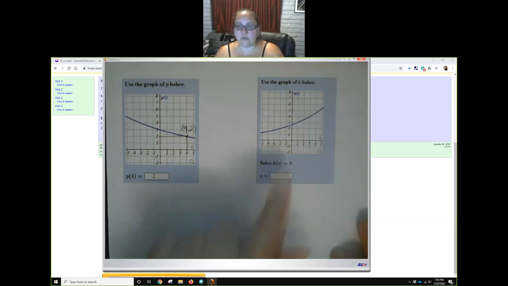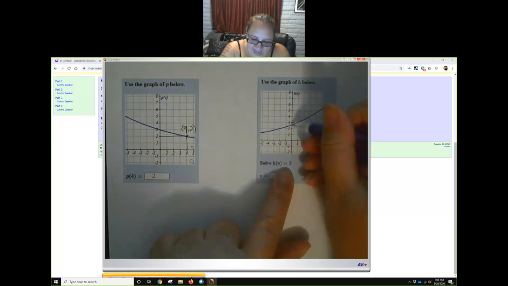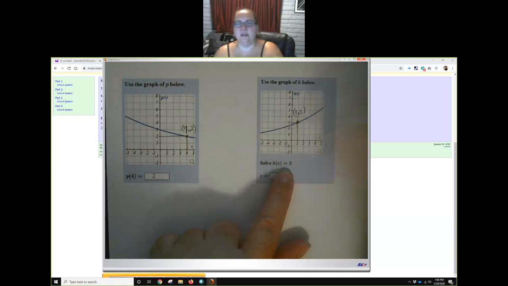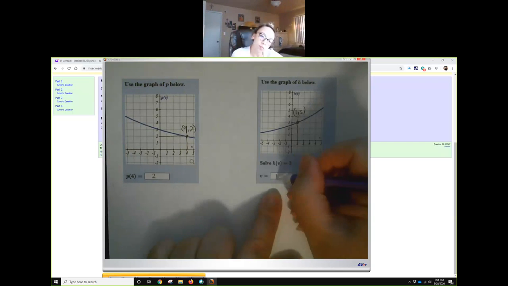And then for this last one, this time they've given me Y. So I'm going to go to where Y is 3, and I'm going to find the point. That is the point (1, 3). So when Y is 3, X is 1.